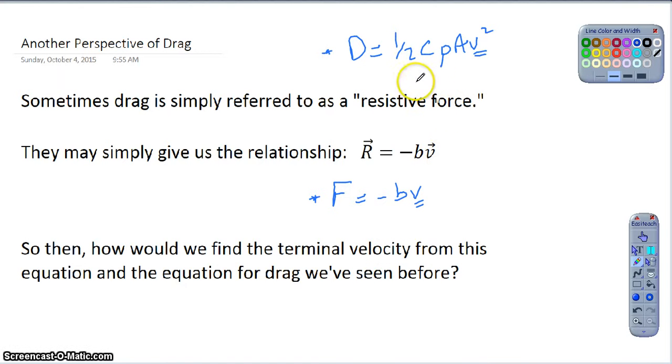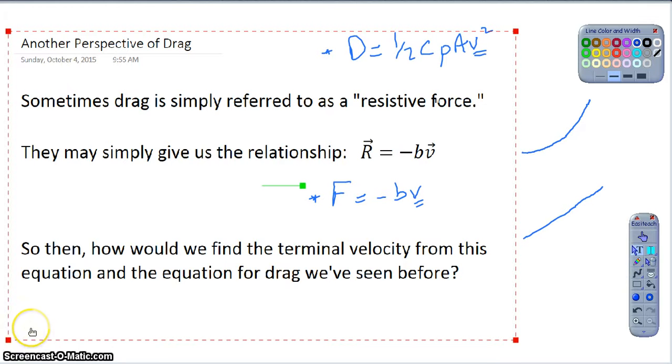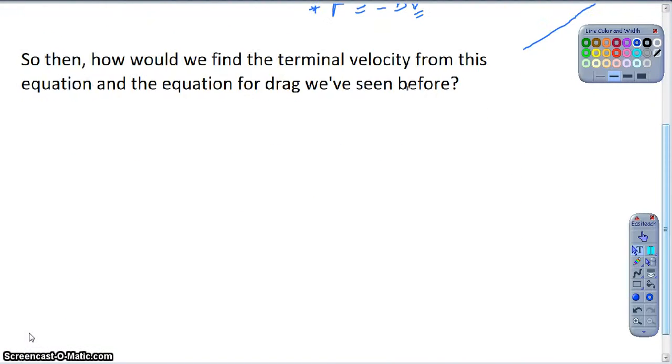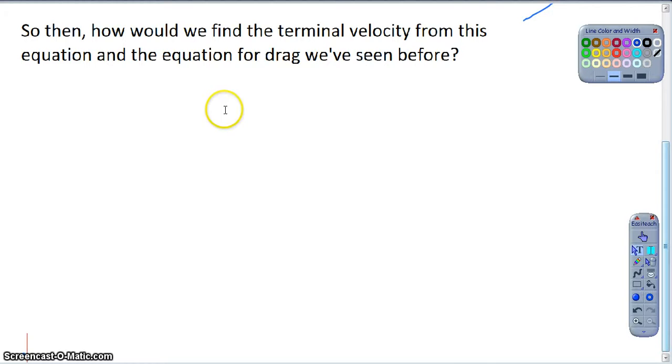Again, in this example, it would behave as a quadratic, where my graph would maybe look something more like that, whereas in this case, the drag coefficient would be more of a constant, right? So maybe more of just a linear equation for us. But anyway, the point that I wanted to get to with this relationship, because we do see it pop up from time to time, and really I could do it with either of these two equations, is how would we find the terminal velocity from either this equation or the one we've seen before?